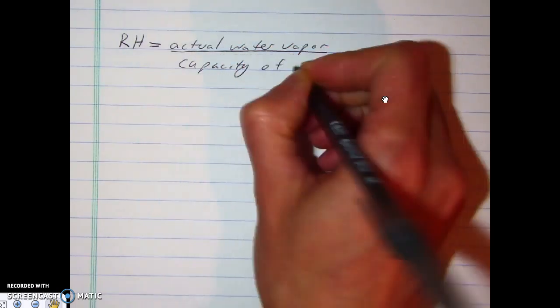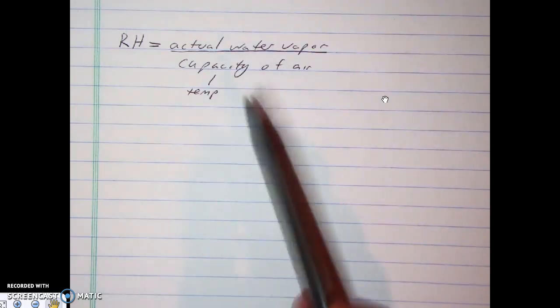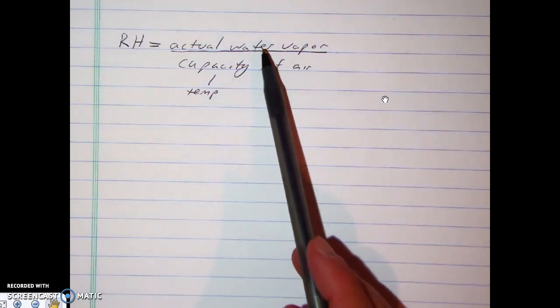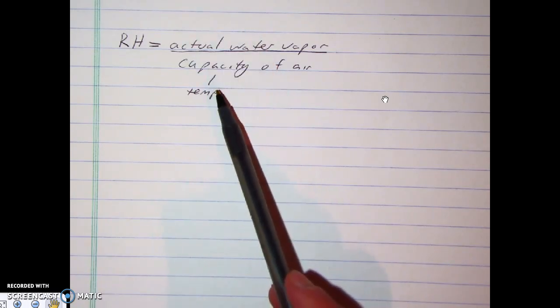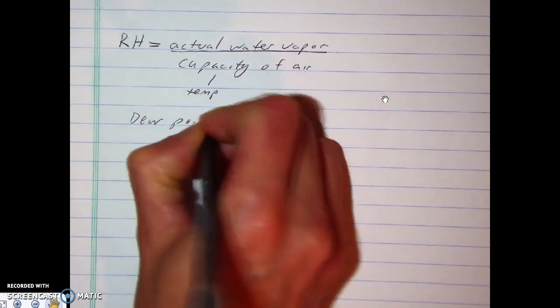Now remember, the capacity of the air is dependent on the temperature of the air. And this is one of the problems with relative humidity, is that it can change due to an actual change in the amount of water vapor, but it could also change due to a change in temperature, or even a combination of the two, which makes relative humidity a little bit tricky. And this is why I like dew point better. Dew point is not affected by temperature the way relative humidity is.